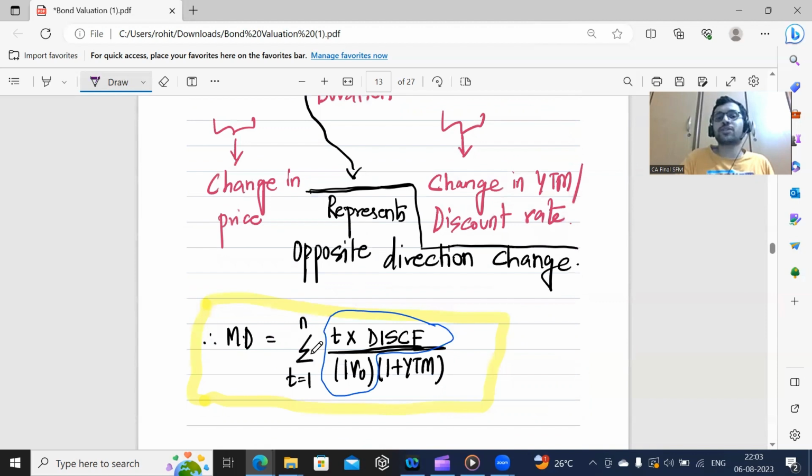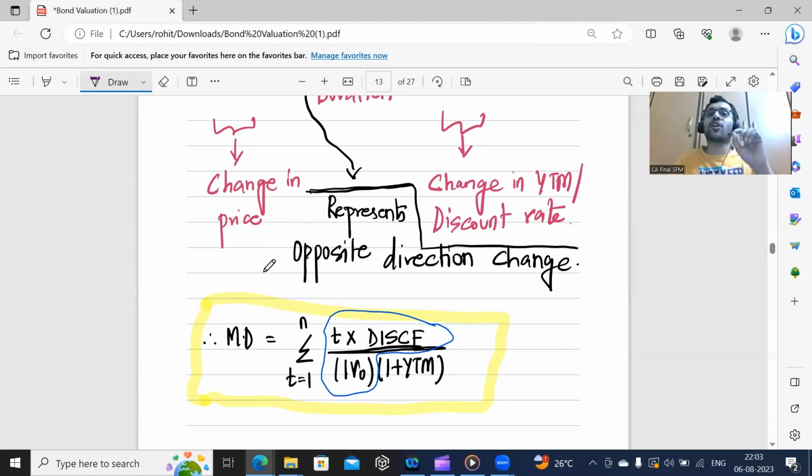Modified duration is equal to summation t equal to 1 to n of t into discounted cash flow, the whole divided by IV0 into (1 plus YTM). That is, 1 into discounted cash flow for the first year, plus 2 into discounted cash flow for the second year, plus 3 into discounted cash flow for the third year, the whole divided by IV0, further into (1 plus YTM). This 1 plus YTM is also in the denominator. This was the formula for modified duration.